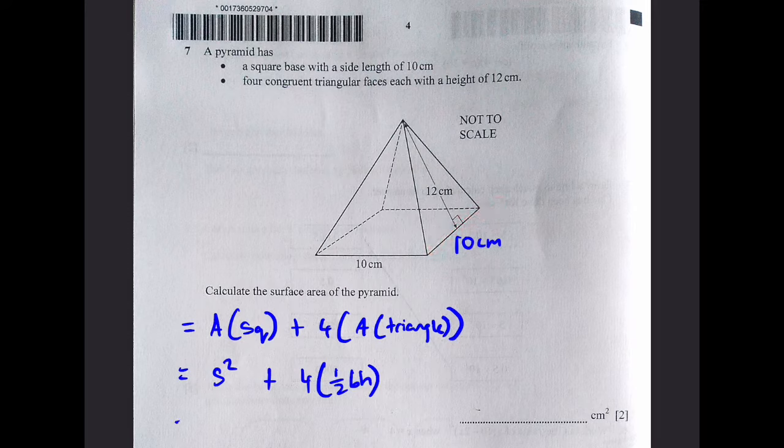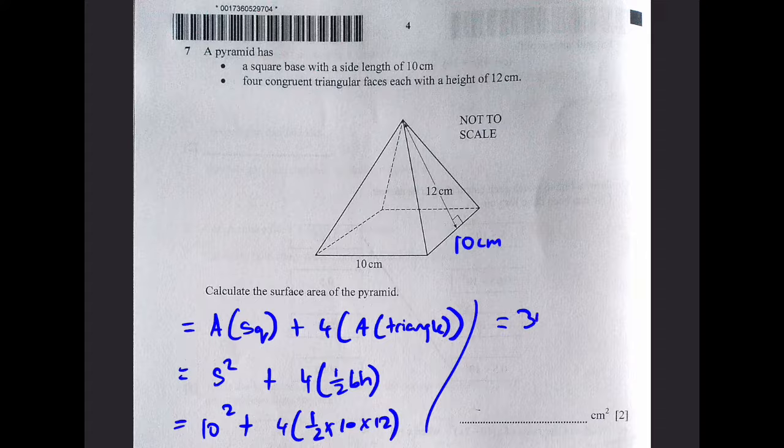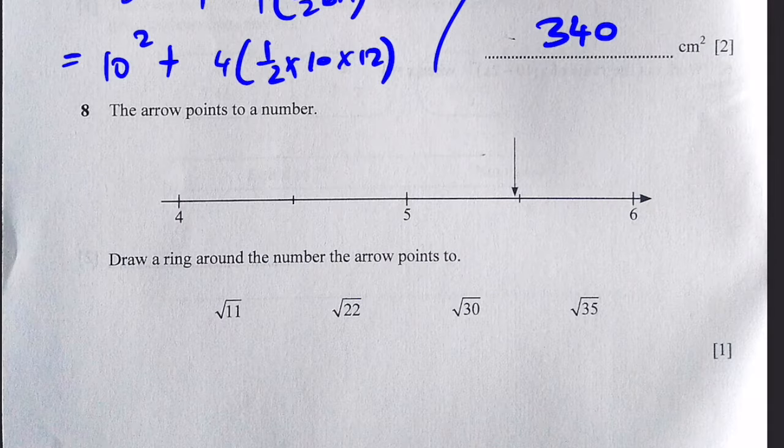And now you can substitute the values. 10 squared plus 4 into half into 10 into 12. That will be equal to 340 centimeters squared if we did it correctly. That's the answer. Question 8. The arrow points to a number. Draw a ring around the number the arrow points to.